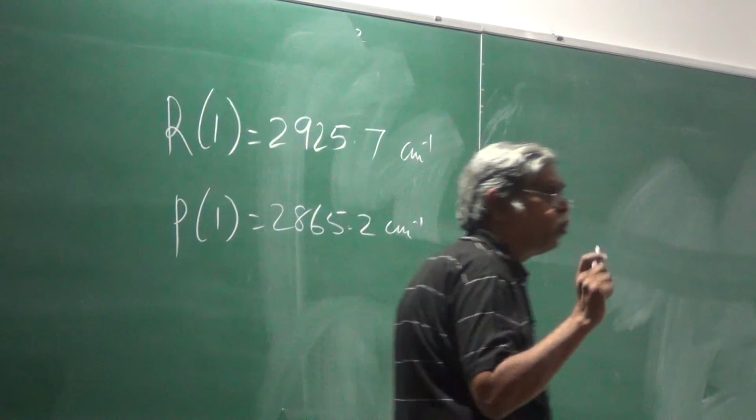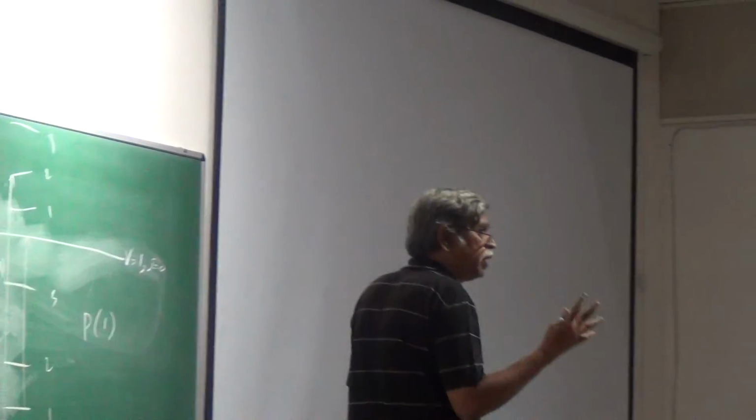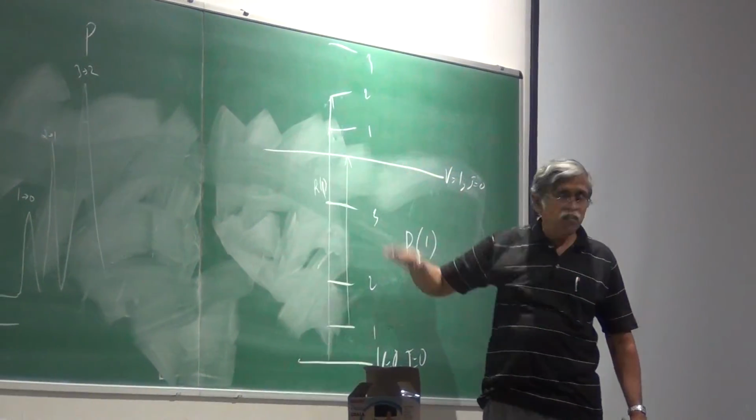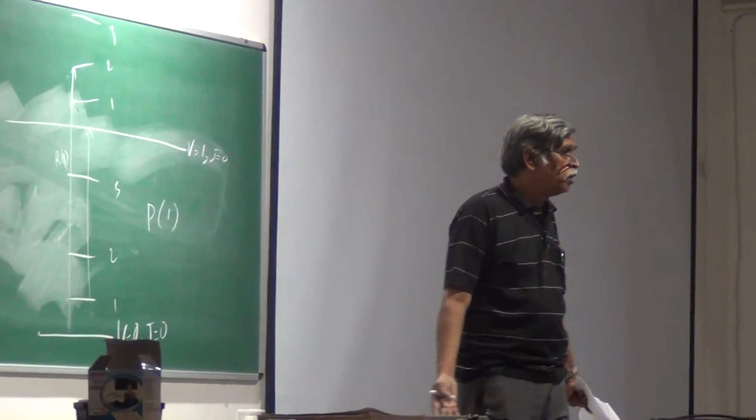Now let's see what's the logic in these two lines I have chosen. There must be a logic in it, just not anything. What I have essentially done is chosen a common lower level. And naturally from that lower level, the R should go 1 higher and the P should go 1 lower.